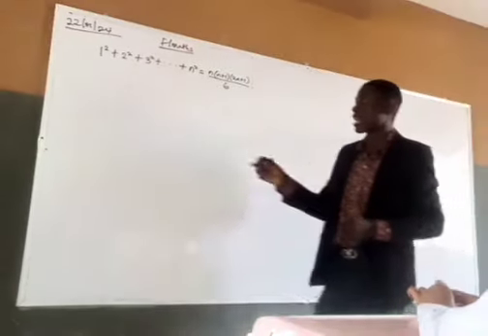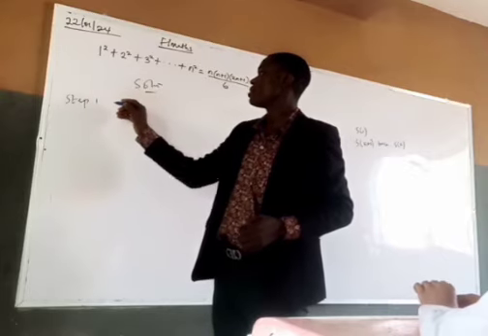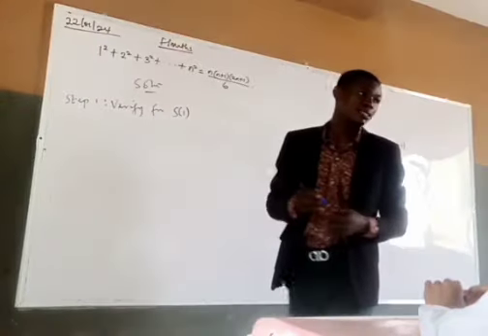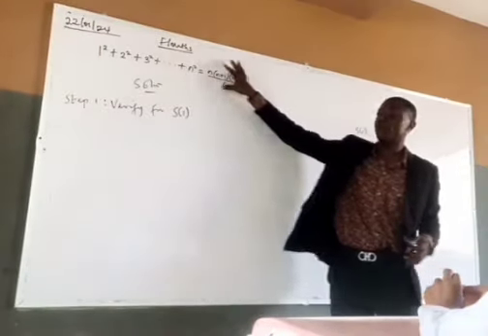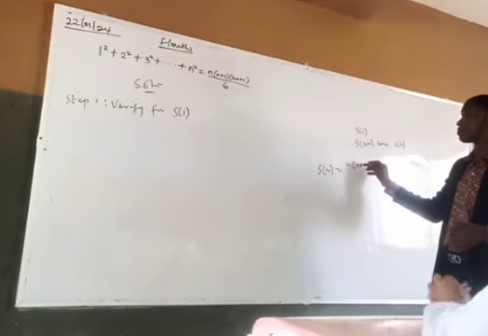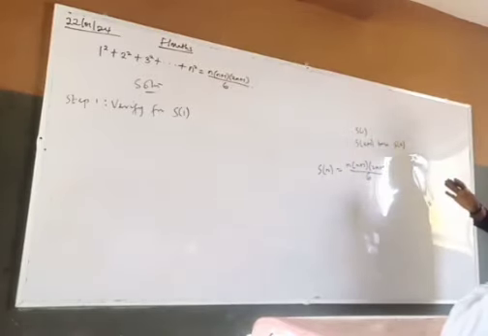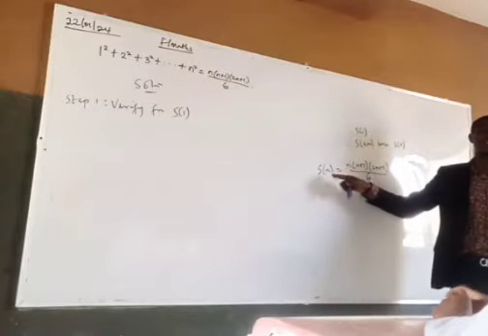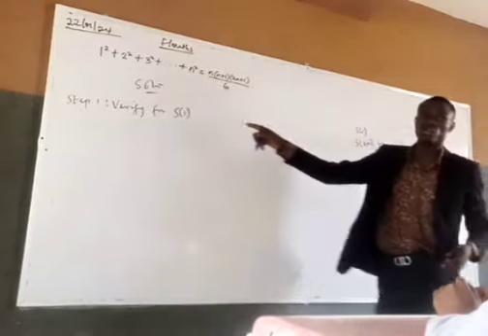So to do that, we are going to start with the first step. Step 1, we want to verify for S of 1. So what's our S of n? Our S of n is n times n plus 1 times 2n plus 1, over 6. So to verify for S of 1, we replace this n with 1. That is what we're going to do here.